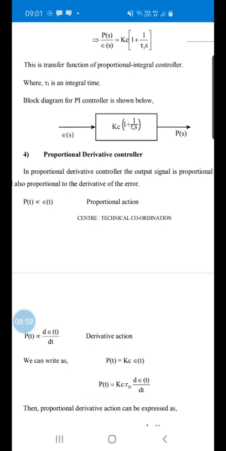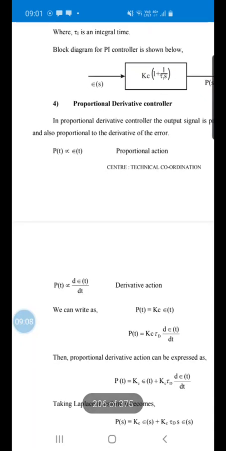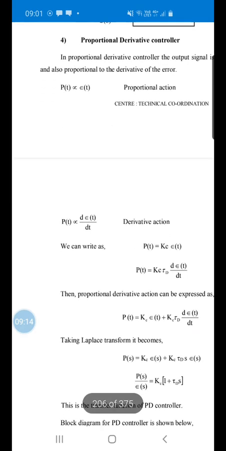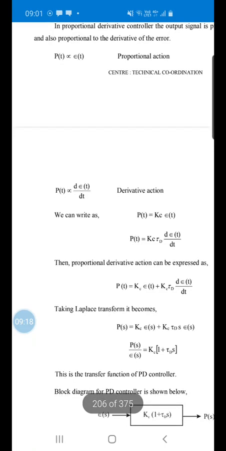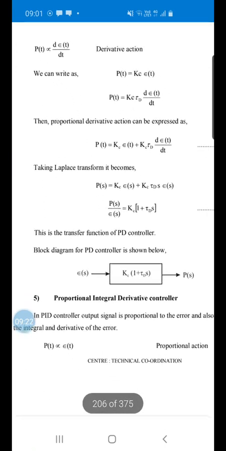The fourth type is the proportional derivative controller. In this proportional controller, the derivative action is added as shown in the expressions. P of t is proportional to epsilon of t, and P of t is proportional to the derivative action of epsilon of t by dt. So you can combine these two actions together and you can find out its Laplace.